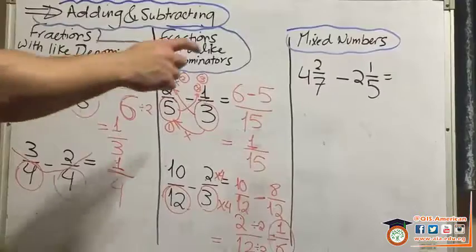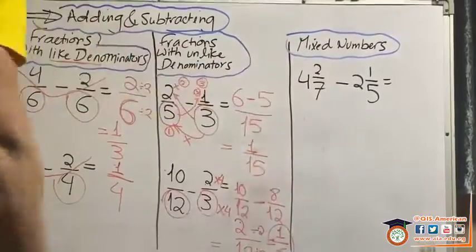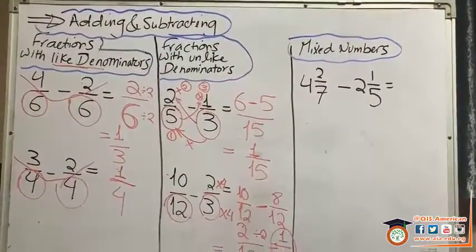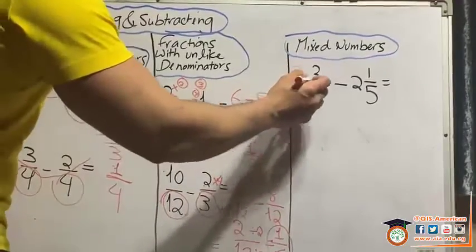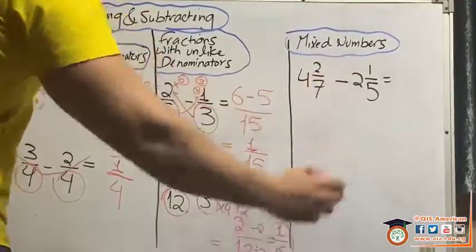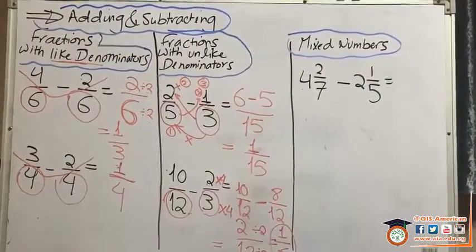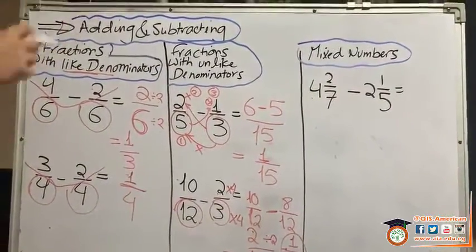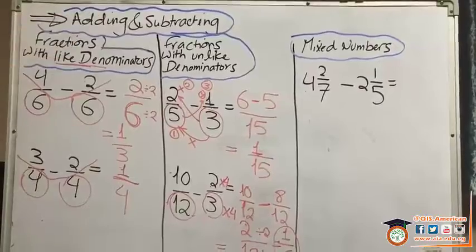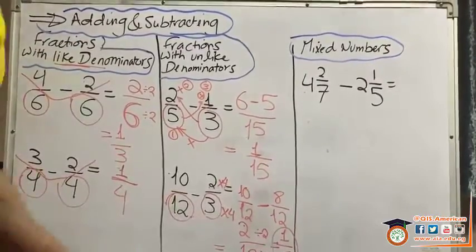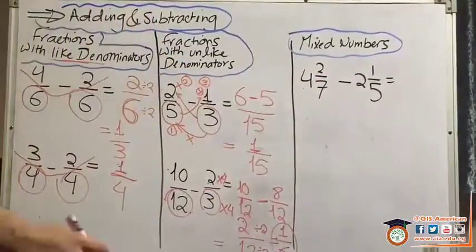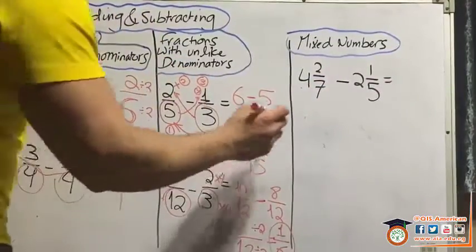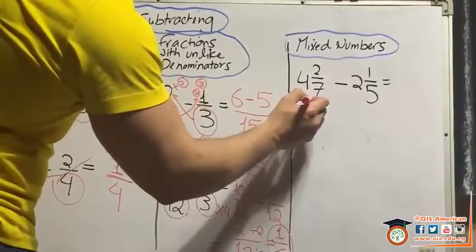Okay, third and last one, mixed numbers. How do I add or subtract mixed numbers? Here I have 4 and 2 over 7 minus 2 and 1 over 5. How do I subtract? How do I solve this subtraction problem? Okay, first of all, I'm gonna have to turn these mixed numbers into improper fractions. Okay? How do I do that?